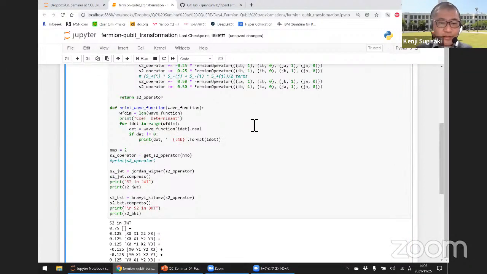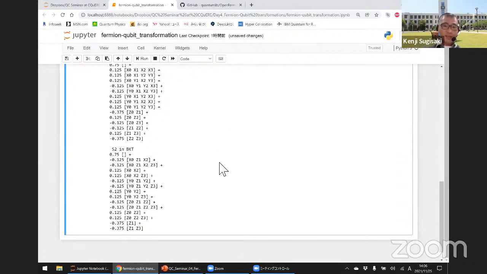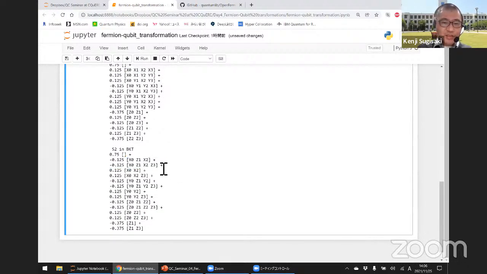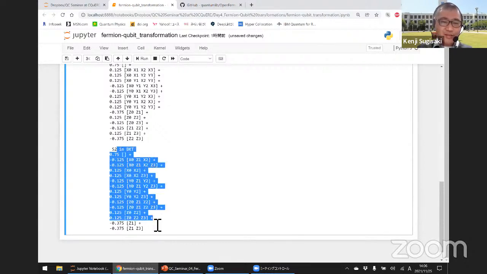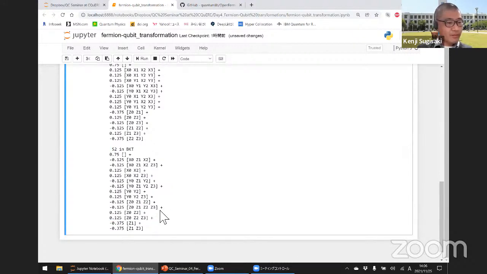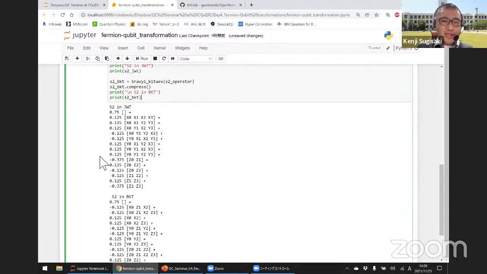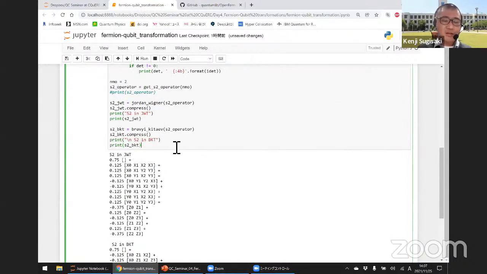The result is something like this. As you can see, the number of Pauli operators that appear in the Pauli string is a little bit smaller in the Bravyi-Kitaev basis. So basically, we can generate the qubit Hamiltonian using Jordan-Wigner or Bravyi-Kitaev, and so on.